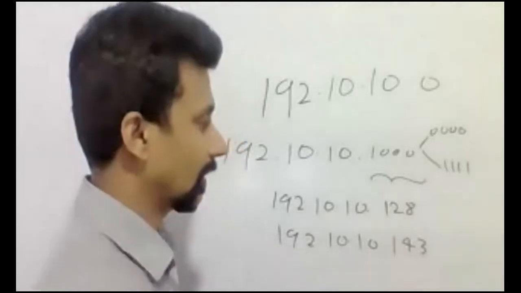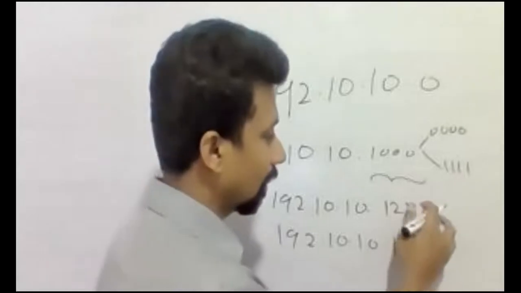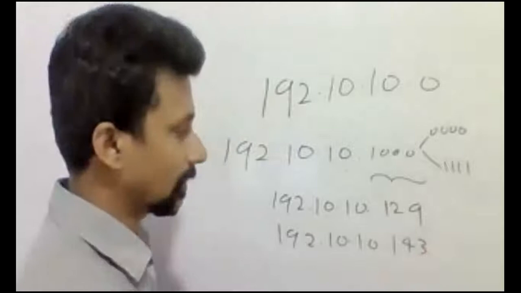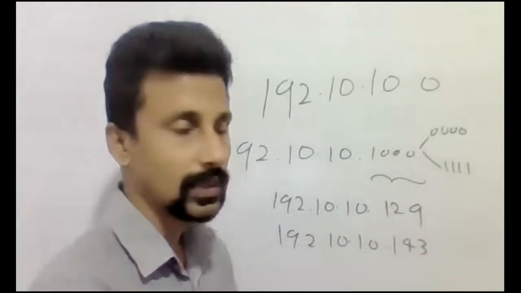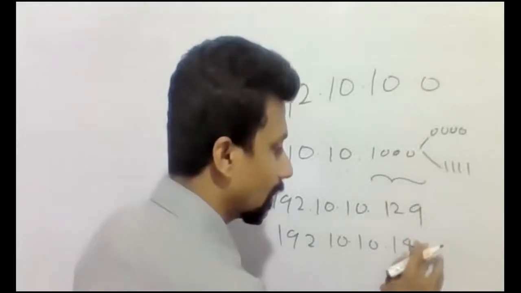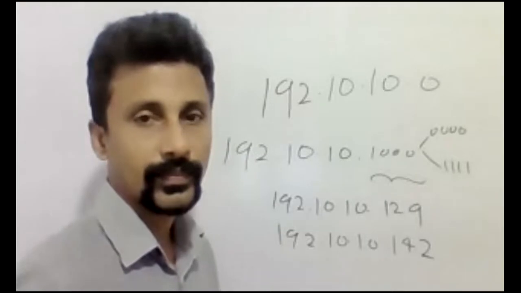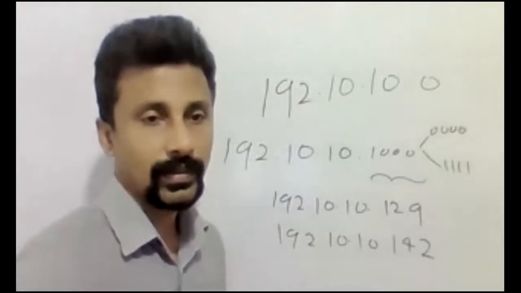So what should happen here? Instead of 128, it should be 129. This is the broadcast address. You can't take the broadcast address for your usable host. So it should be 100.42. Understood? Yes, sir. Thank you, sir. Okay. So we'll go to another question.